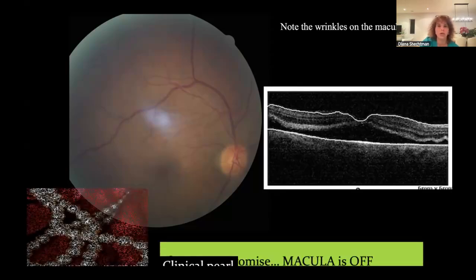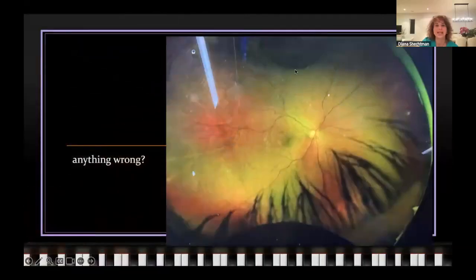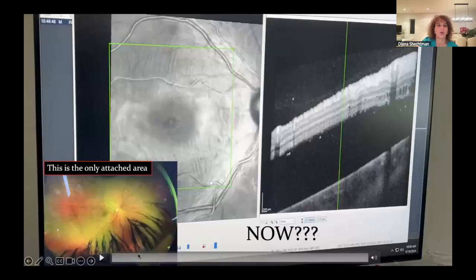And I'm showing you subtle ones at the very least. This is a little more difficult at hand. You can see overall it looks more or less okay, but really what is happening is a full-blown retinal detachment.